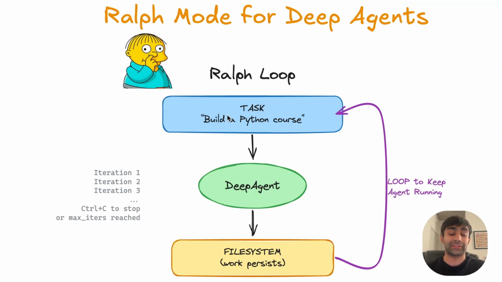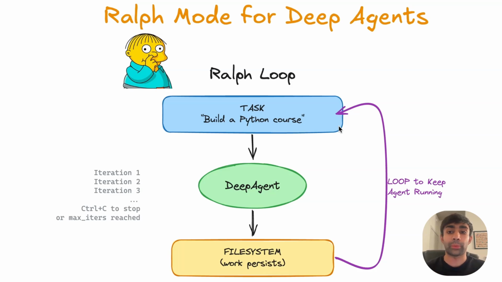So my deep agent gets this task, the associated prompt, and then it also gets access to the file system. The file system acts as a work log and a memory store for the agent's work over these iterations. So you can have iteration 1, 2, 3, you can set max iterations, or you can just let Ralph run and then check on it later and stop it if you want. So this is the loop to keep it running.